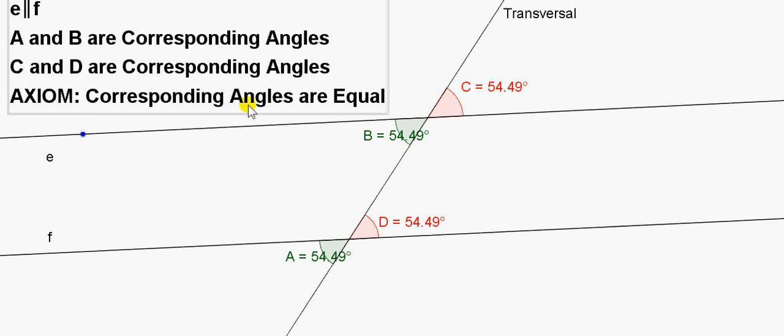It is an axiom that corresponding angles are equal. That means it is believed to be self-evident that corresponding angles are equal to each other. We cannot prove it. An axiom is a building block for later proofs.